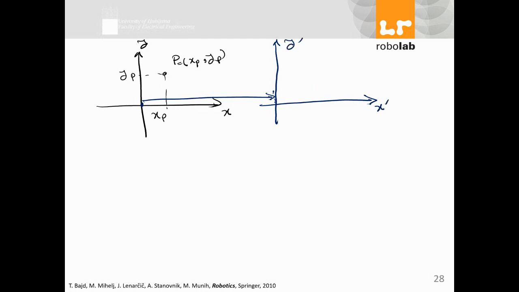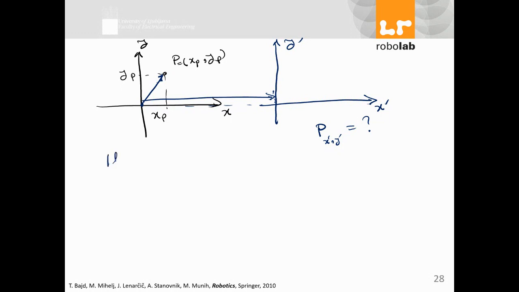Now the question is, if I knew that the location of my position P in coordinate system X and Y was X and P, can you tell me what would be the coordinates of point P in the X prime and Y prime system? So here, when I project it, it will be this. But when I look at this vector, it will be here. But now I'm looking at this vector. Can you tell me what would be the coordinates of point P for system X prime, Y prime?